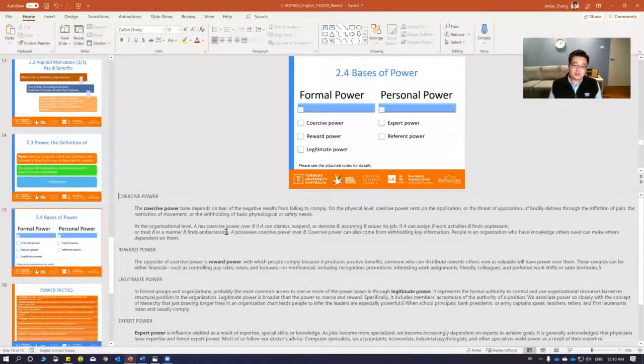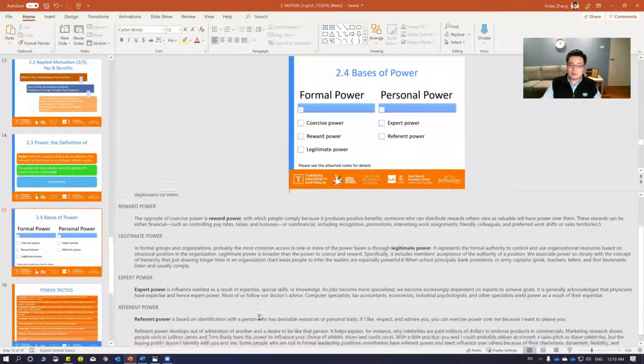Reward power is also linked to the expectancy theory. So if I'm following this kind of order, I might get some reward. That is reward power. And legitimate power is a formal power which has been appointed to a certain position, like you will listen to the police officer's order because they have the legitimate power. They are in uniform. They are there to protect us or to protect the society. So that is legitimate power.